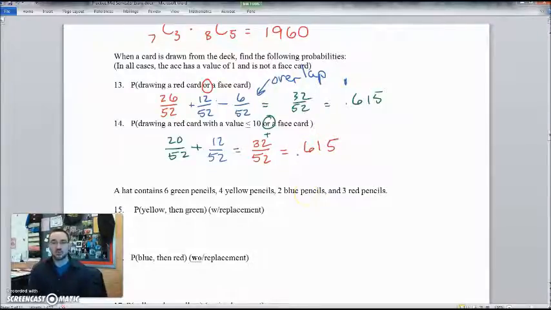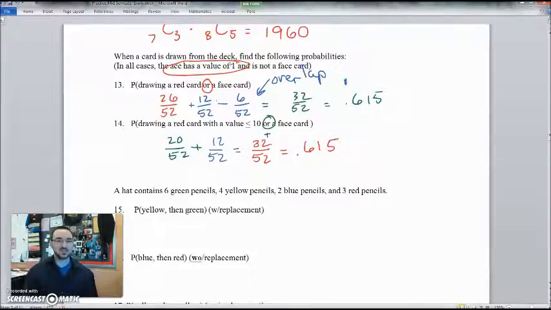0.615. So 61.5% chance of drawing a red card with a value of less than or equal to 10, or a face card. And the reason that we have 10 cards that are less than or equal to 10 is because we're including Ace as a value of 1. Ace is a value of 1 in this case.